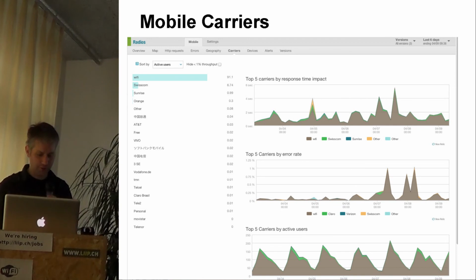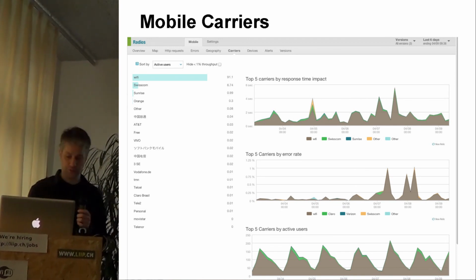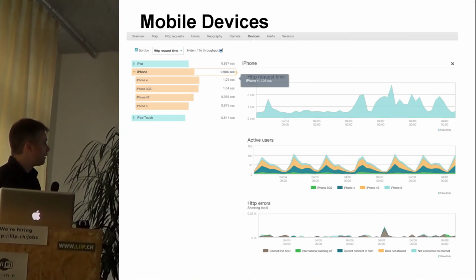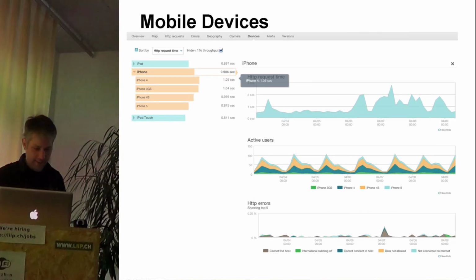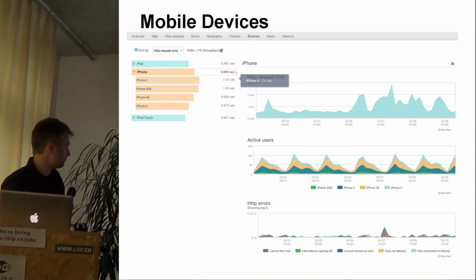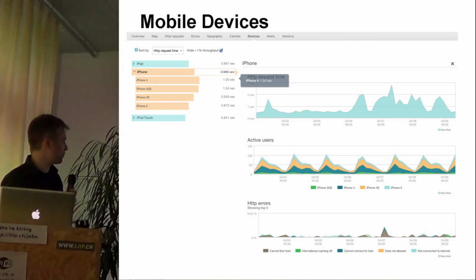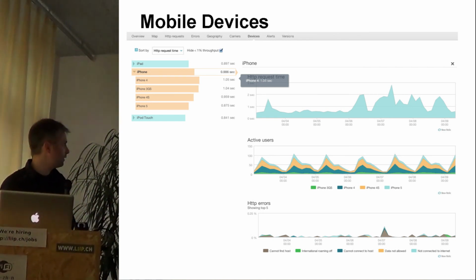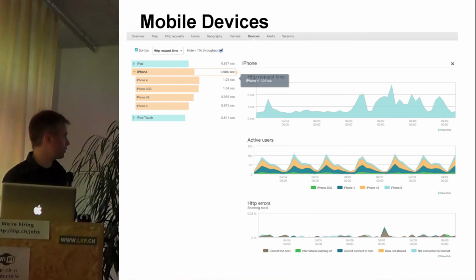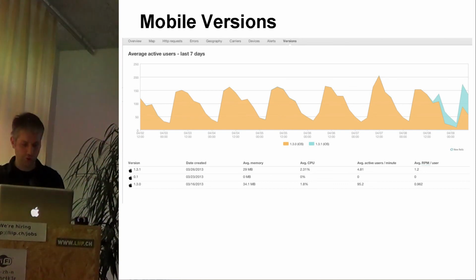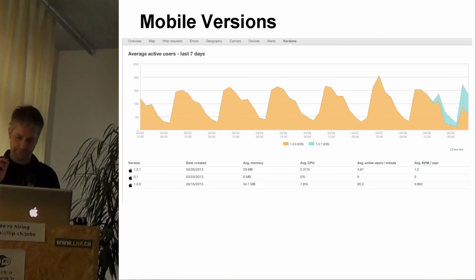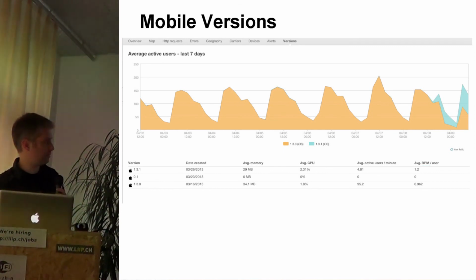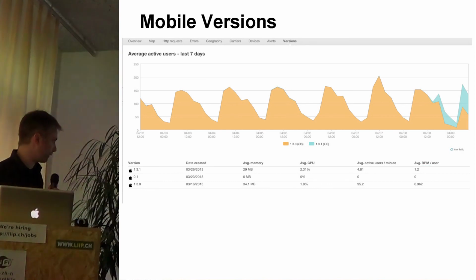How many active users you have. As you can see, it's up to 200 users which still use our app. You can see which devices they use, how many active users you have per device. That's the response time per device. And also interesting is the versions, which versions your users are using. There was a new version yesterday, so people start installing that one.